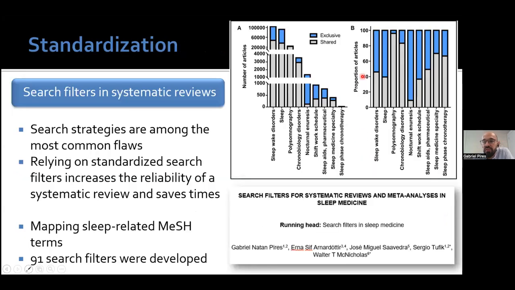And when we go to standardization, which is basically what I have been working more and more in the last years, I really think we should have guides to tell people how to do systematic reviews in our field of sleep medicine. So one thing I have been working on is the development of search filters specifically for systematic review, because basically this is a problem in many systematic reviews in any field. Systematic search strategies and search filters are poorly performed in many cases.